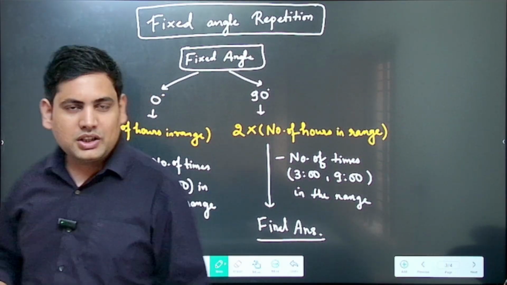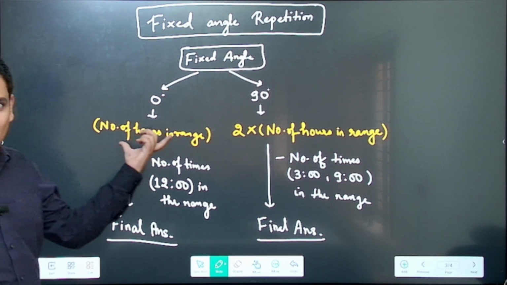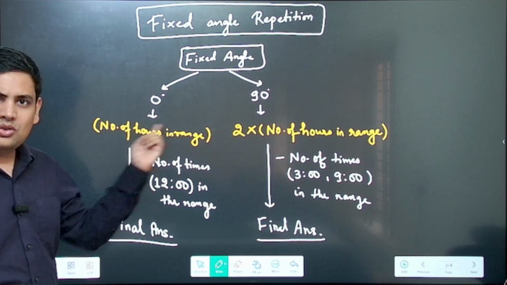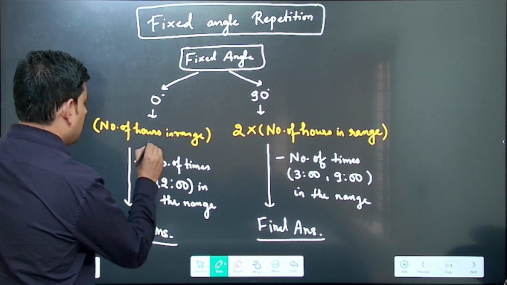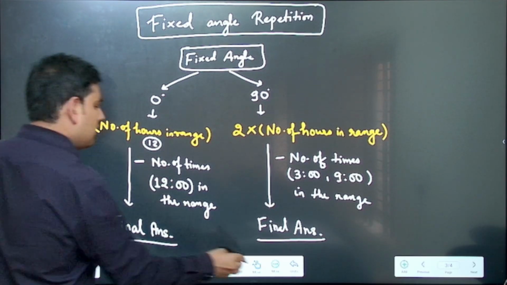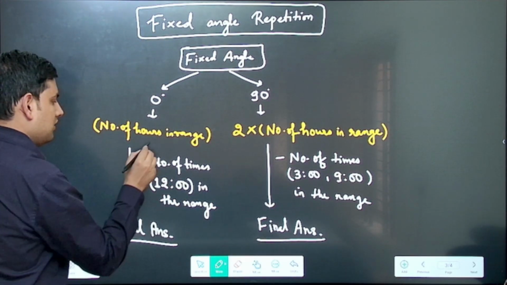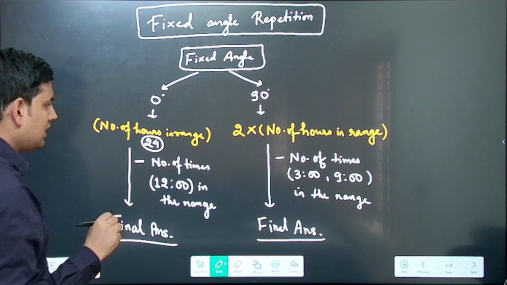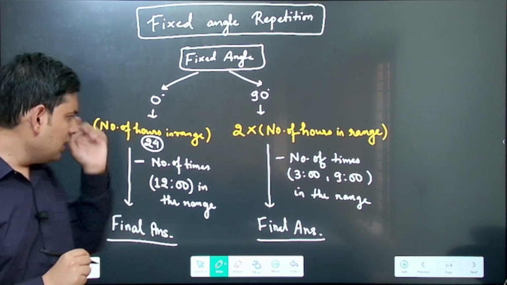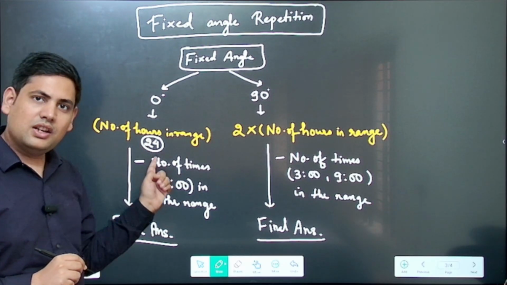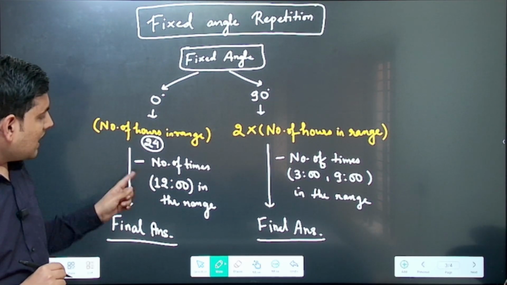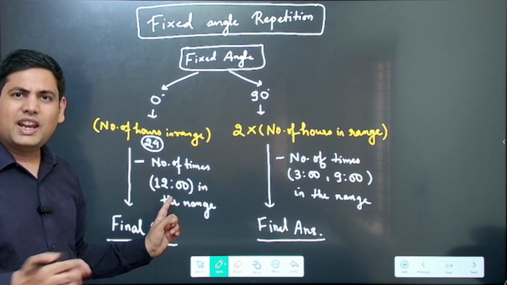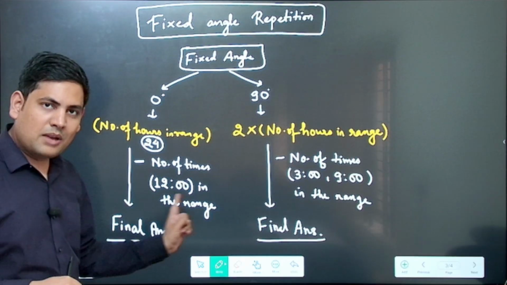So 0 degree we have already seen. So you count the number of hours in the range, whatever is the range. Let's say the range is of 12 hours. So this becomes 12. Let's count for 24. Now, this is number of hours in range because we are counting for 1 day. So in this complete range, you have 24 hours. Then minus number of times you see 12. 12 a.m. or p.m. does not matter. Number of times you see 12.